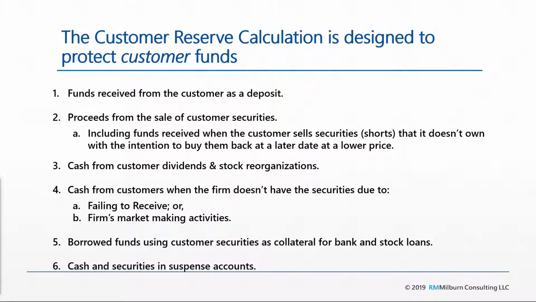The customer buys securities and there is a fail to receive, and the firm still has the cash and therefore doesn't move it, or if the firm is making markets and the firm doesn't have the securities on hand. If the customer securities are used as collateral for bank and stock loans and the firm receives cash, then you're going to include it in the reserve calculation. And finally, if there are cash and securities in suspense accounts, then based on the particular type of suspense account or suspense item it is and its aging, you're going to include that in the reserve calculation also.